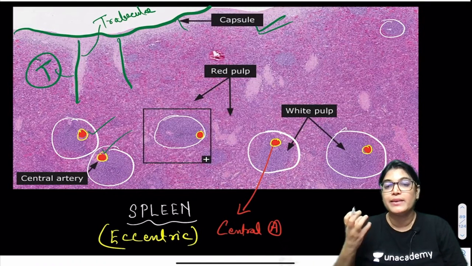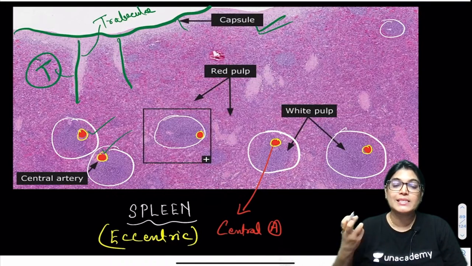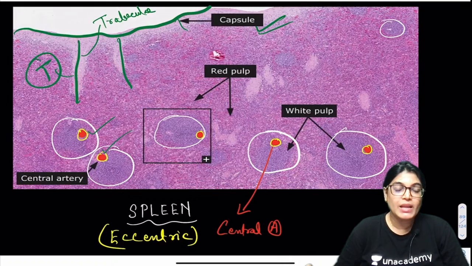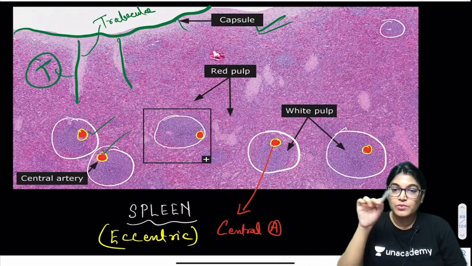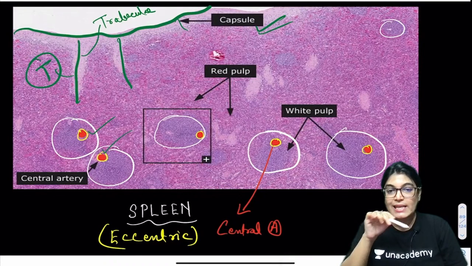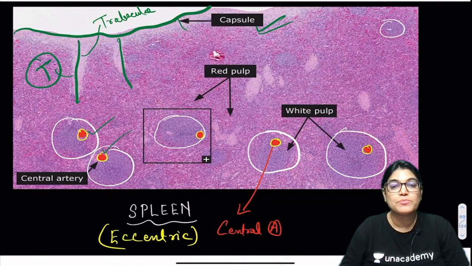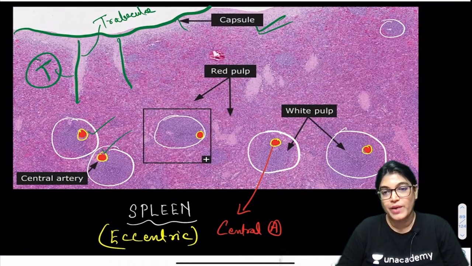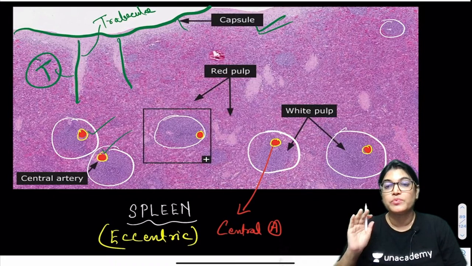And when we get a lymphatic nodule which has a central artery located in an eccentric position, this is the characteristic point for the slide of spleen. And the lymphatic follicle surrounding exactly the central artery is called PALS. What is the full form of PALS? Periarterial lymphatic sheath, and it mainly consists of T lymphocytes.